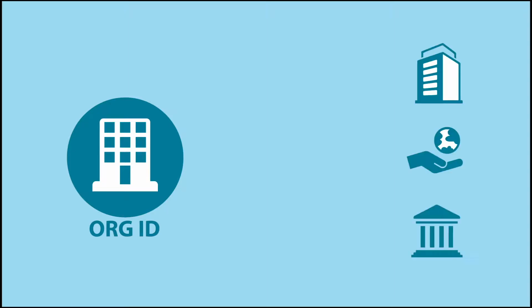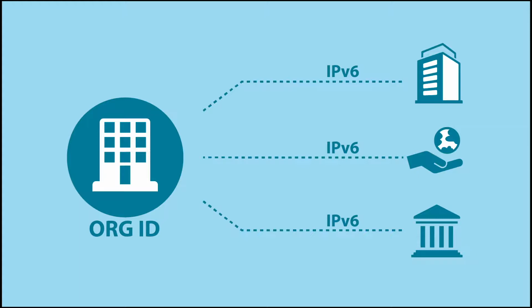Organization identifiers, or org IDs, represent corporations, nonprofits, government entities, and other organizations in ARIN's database. When ARIN allocates or assigns IP addresses or autonomous system numbers, the records for these resources are linked to the appropriate org IDs and are managed by POCs.